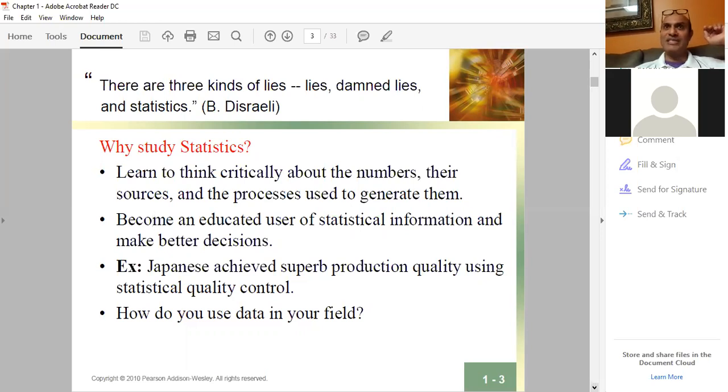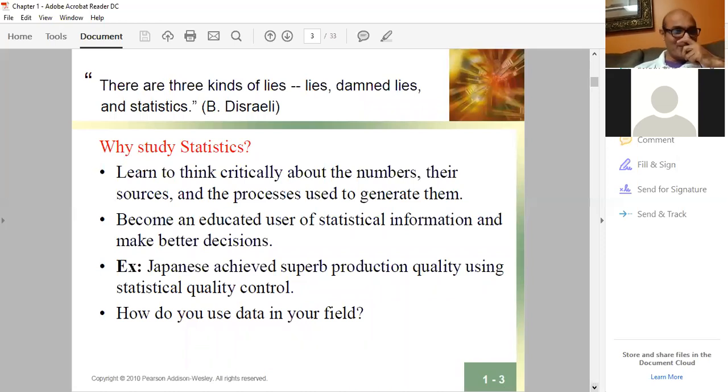It could be 95, it could be 96, 94, it could be anything. You cannot predict the future. You can have a little idea about the future. And that's what we mean by statistics. And I think that's why B. Disraeli, whatever he said, partially I agree with him too.